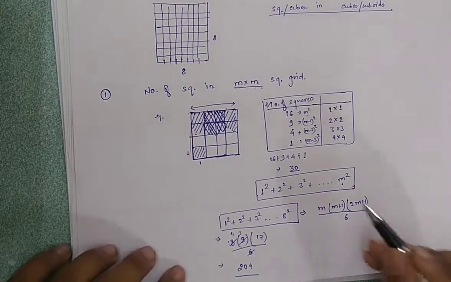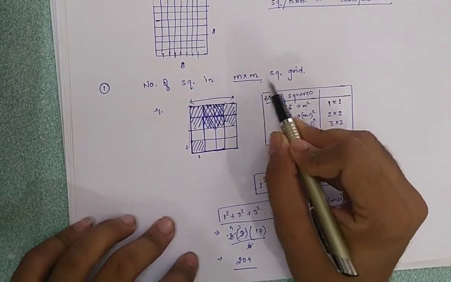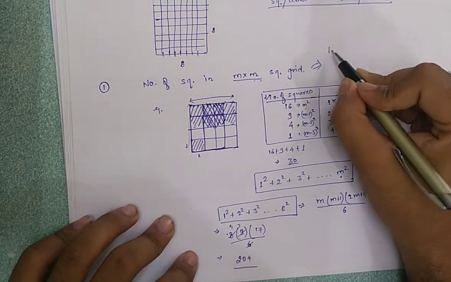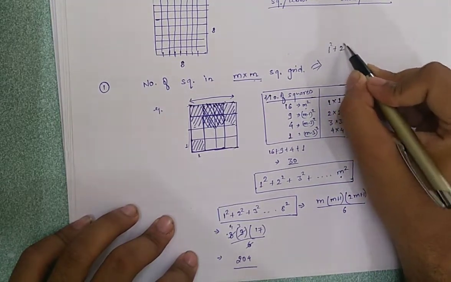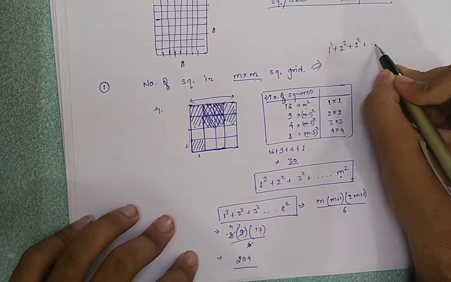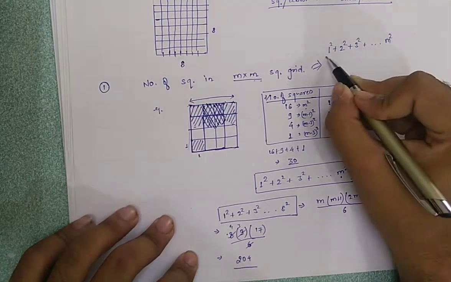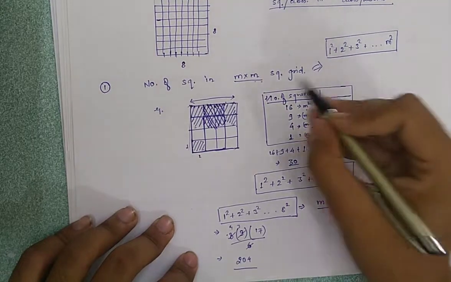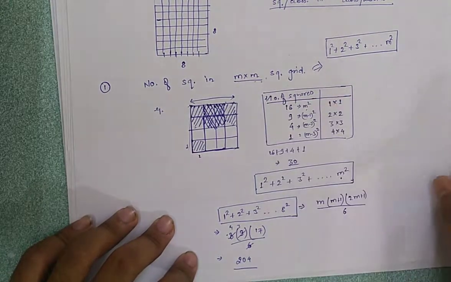So the direct formula will be, if we have an m into m square grid, we'll directly put it in this formula: 1 square plus 2 square plus 3 square up to m square. Putting it in this formula, we'll get the total number of squares that will be there in an m into m grid.